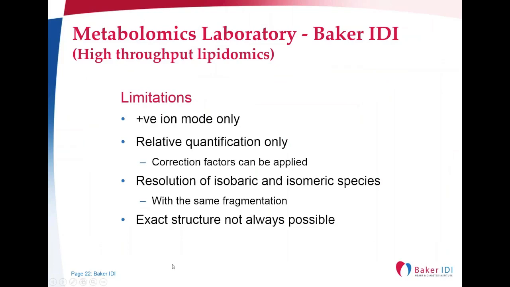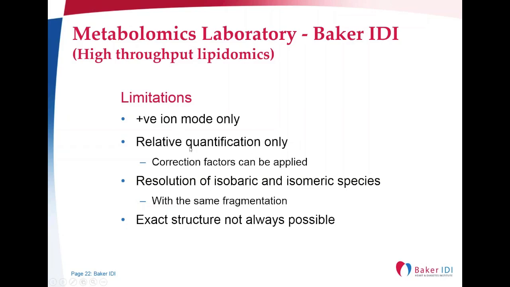Of course, there are limitations to any approach, and some of the limitations to the approach I've just described is that, firstly, we're only working in positive ion mode. Because we're trying to analyze many hundreds or many thousands of samples, we don't want to have to analyse each sample twice, and certainly the instruments we've got are not amenable to the very rapid switching back and forth between positive and negative ion mode. So we've really set up everything that we're looking at in positive ion mode only. And so there are some lipids that perhaps we can't include in this.